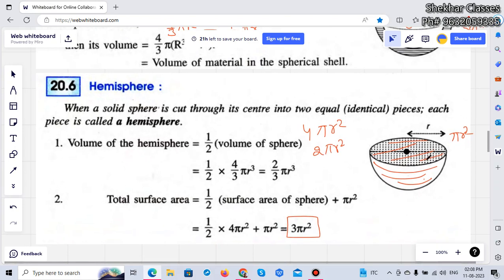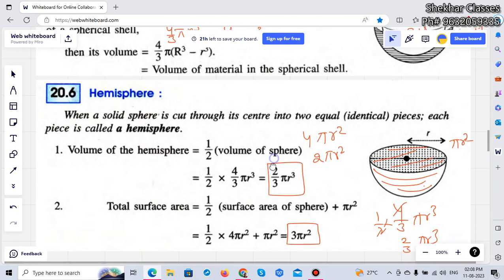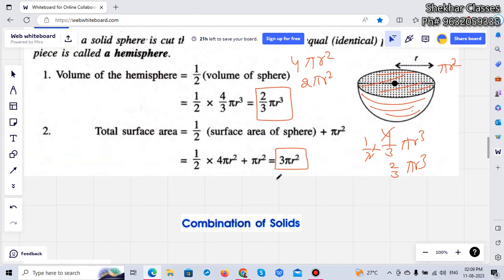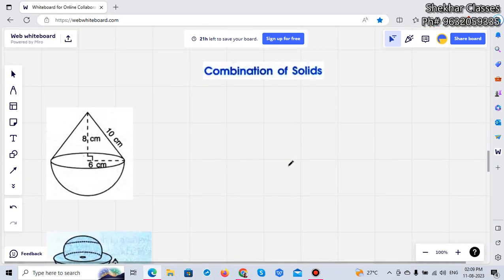Volume here will be simply half of the volume of the apple. So the volume of the sphere was 4 upon 3 pi r cube. Here it will be divided by 2, so it will become 2 by 3 pi r cube. So 2 by 3 pi r cube is the volume. Simple, right?